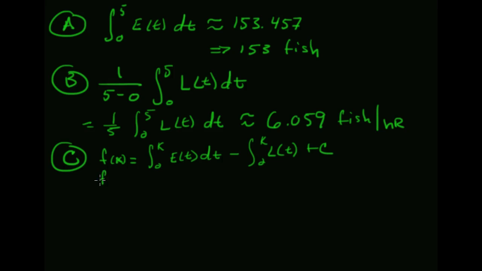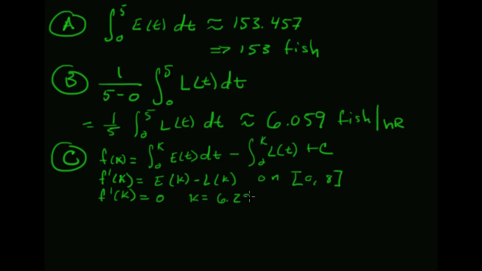So I want to know, when is f prime of k zero? Well, f prime of k, by the fundamental theorem of calculus, is going to be E of k minus L of k. And this is going to be on the interval 0 to 8. If you graph this out, you find that f prime of k is equal to 0 when k is equal to 6.203564.